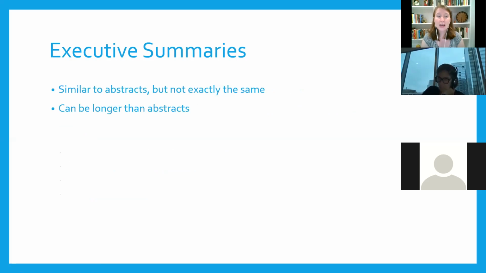Some way they can actually be longer than an abstract, technically. So an abstract typically is just capped at 300 words. That's almost an industry standard, across industries, I should say. That tends to just be the academic standard of being 250 to 300 words. Executive summaries can actually be much longer.